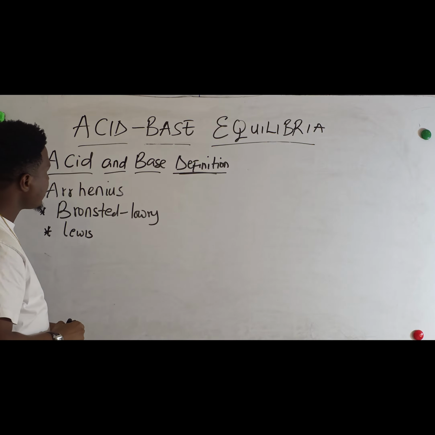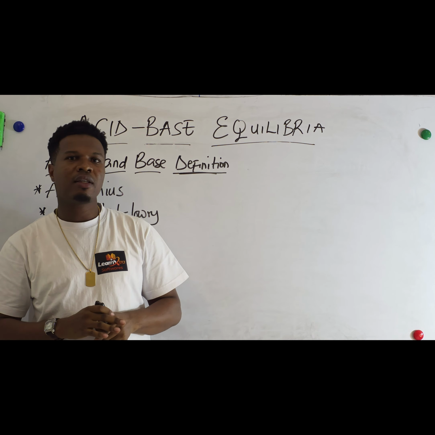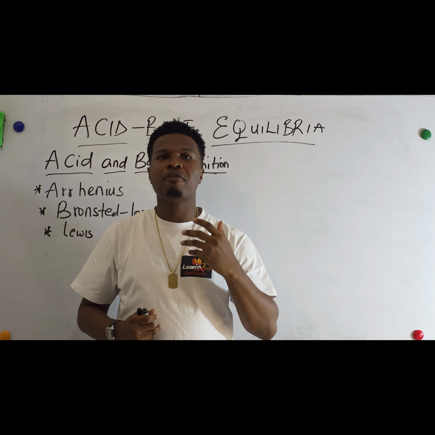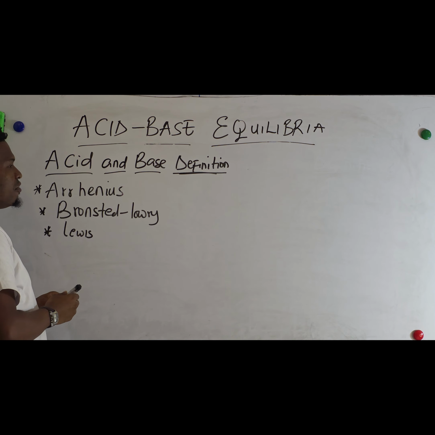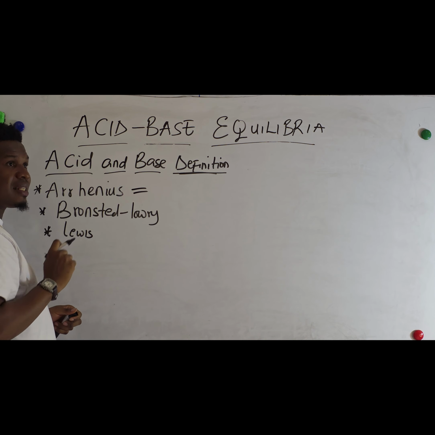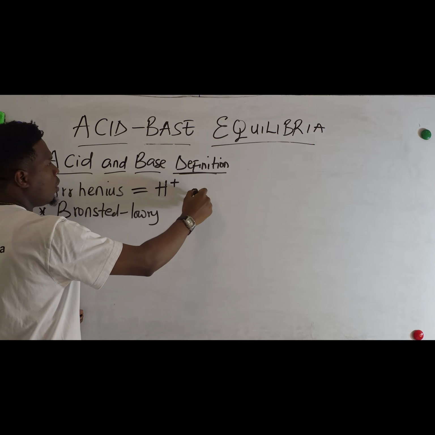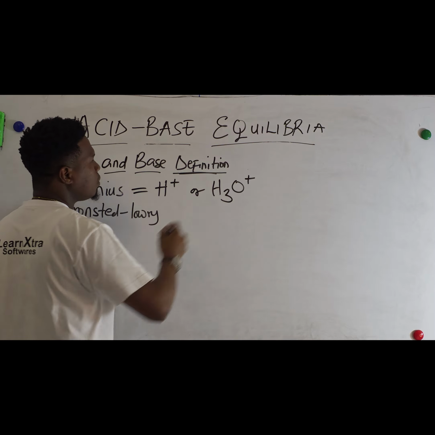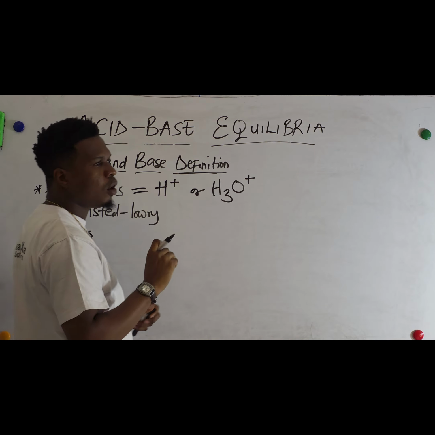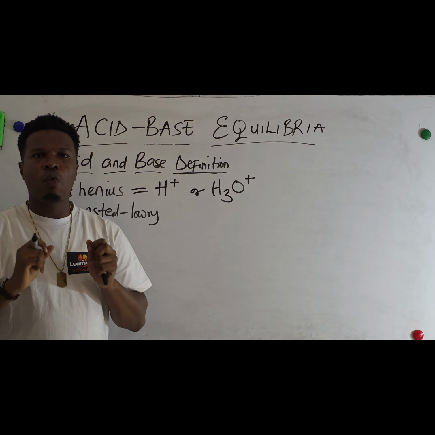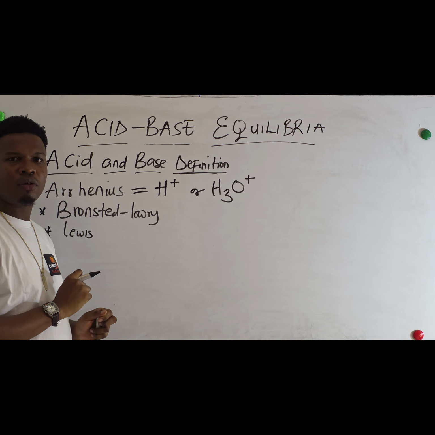So first, acids can be defined in three different ways. We have the Arrhenius definition, we have the Bronsted and Lowry definition, and we have the Lewis definition. According to the Arrhenius definition, an acid is a substance that will liberate hydrogen ion or hydronium ion as the only positive ion when dissolved or associated in water. Acids that can produce these are called Arrhenius acids.